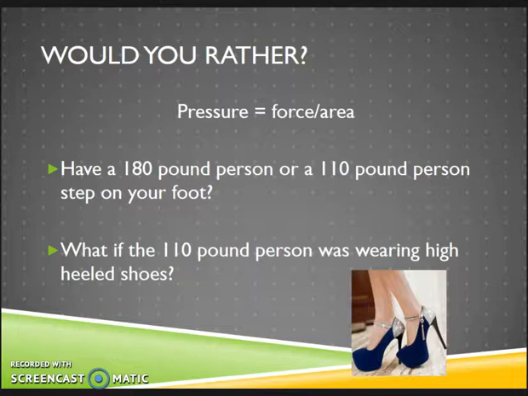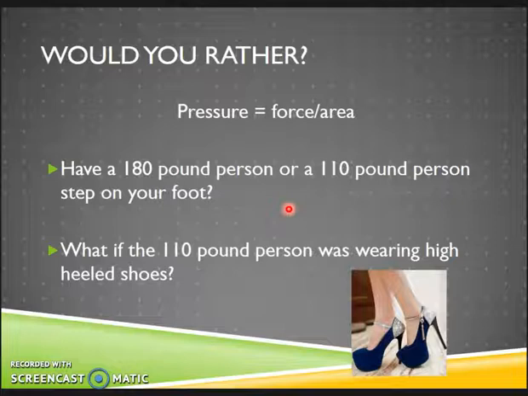Would you rather? A great game to play that has awesome questions that allow you to really think about what you would rather do. So, if we know that pressure is force divided by area, would you rather have a 180-pound person or a 110-pound person step on your foot? Not a difficult question, right? Personally, I would rather have a 110-pound person step on my foot.